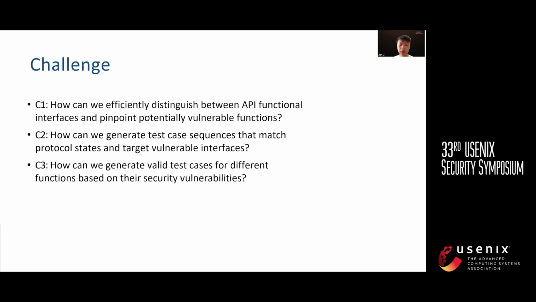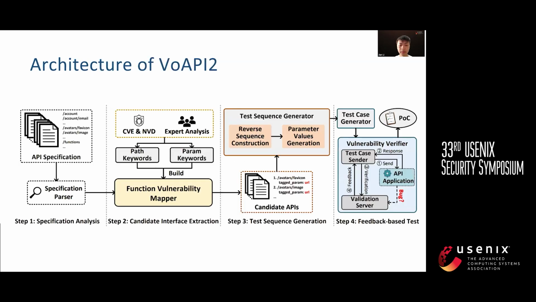So, how can we integrate our idea to develop a new testing method? We face three main challenges. First, how can we efficiently identify API functions and find potentially vulnerable ones? Second, how can we create test sequences that match protocol states and target vulnerable interfaces? And third, how can we generate valid test cases for different functions based on their security vulnerabilities?